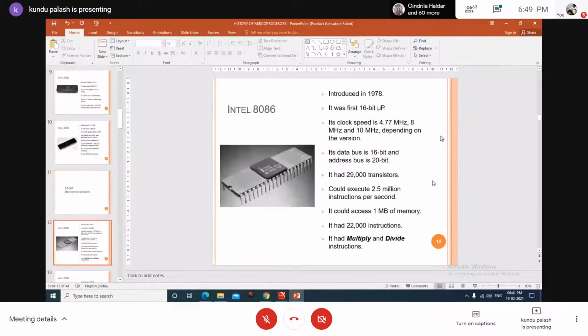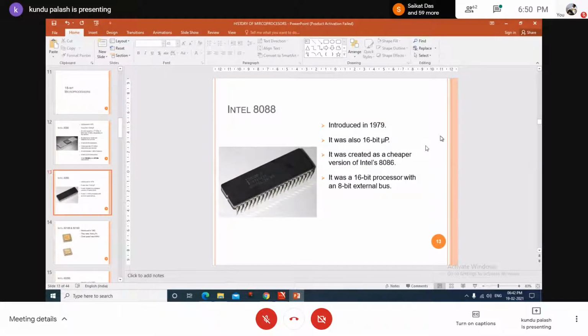Then the 16-bit microprocessor evolved in 1978. The data width is 16. The clock speed is very much higher, 4.77 megahertz, 8 megahertz, and 10 megahertz versions are available. It can access 1 megabyte memory block, using 20-bit address signal lines. It has about 22,000 instructions, written in machine language or binary language. So this is the first kind of 16-bit microprocessor, the Intel 8086.